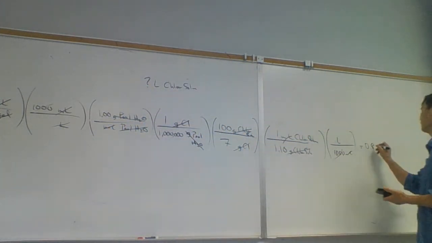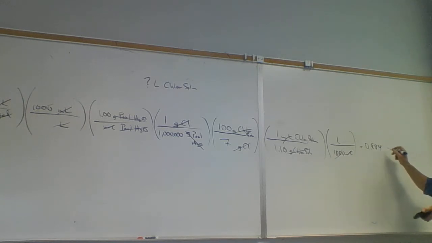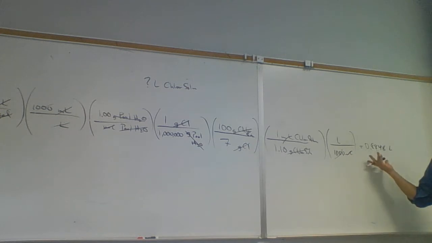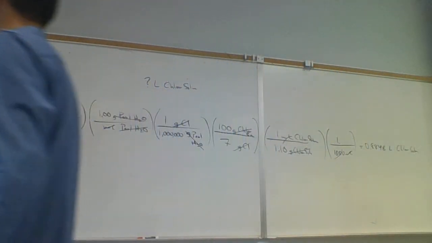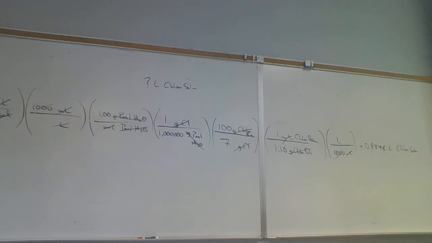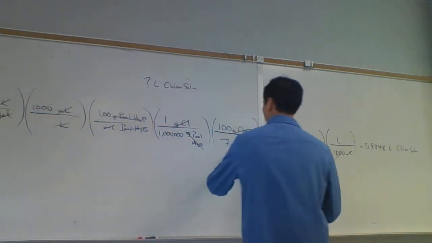So usually what I do is I write out the answer with more digits than I'm allowed. So I might write like 0.8848. Now, that's way more digits than I'm allowed, right? And this would be chlorinating solution. And then I got to look at how many sig figs am I allowed. And so this is multiplication and division. What's the rule for multiplication and division? Yeah, smallest. So which one has the smallest?